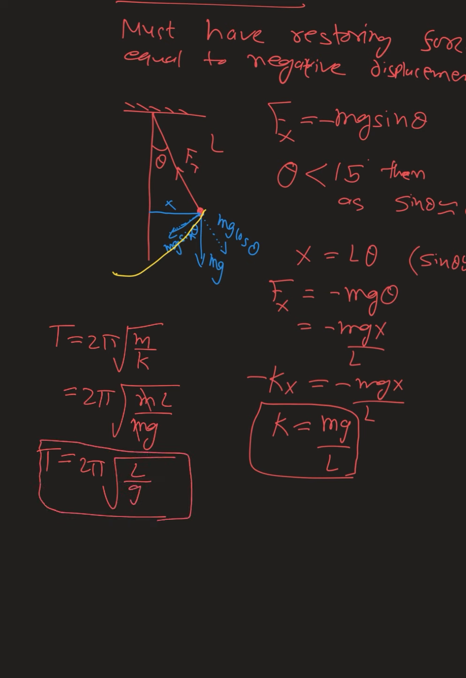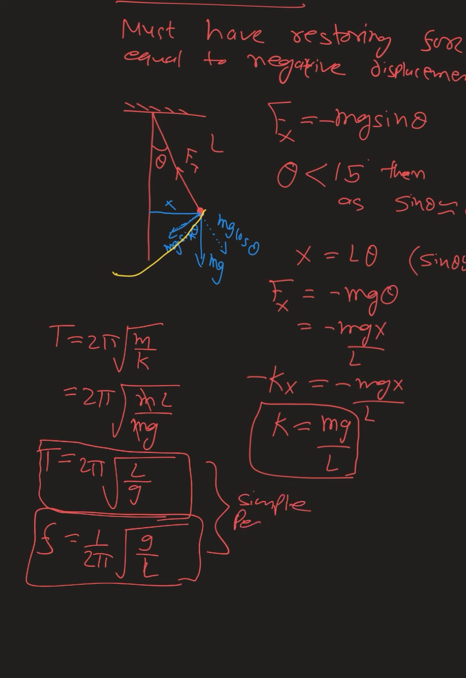See, that is only for a simple pendulum. You can write the frequency equation as 1 over 2 pi times the square root of g over L. This is the period and frequency equation for a simple pendulum. So as you know, a simple pendulum does not depend on what you are hanging. It just depends on how long the pendulum is.